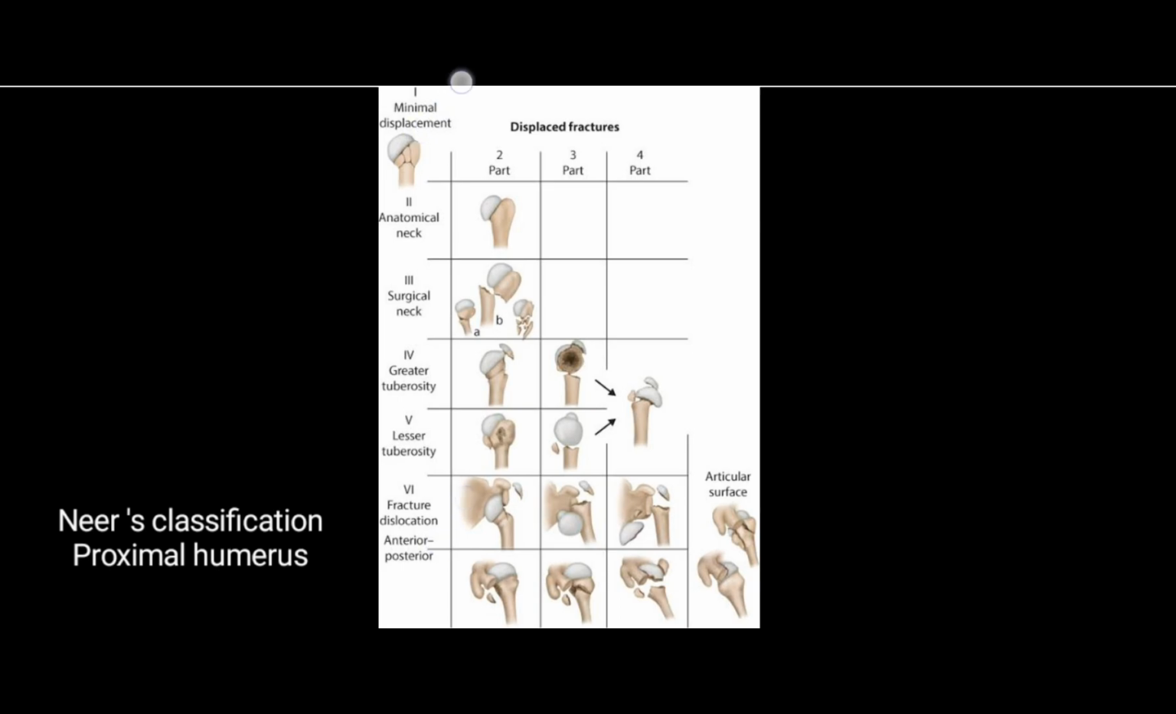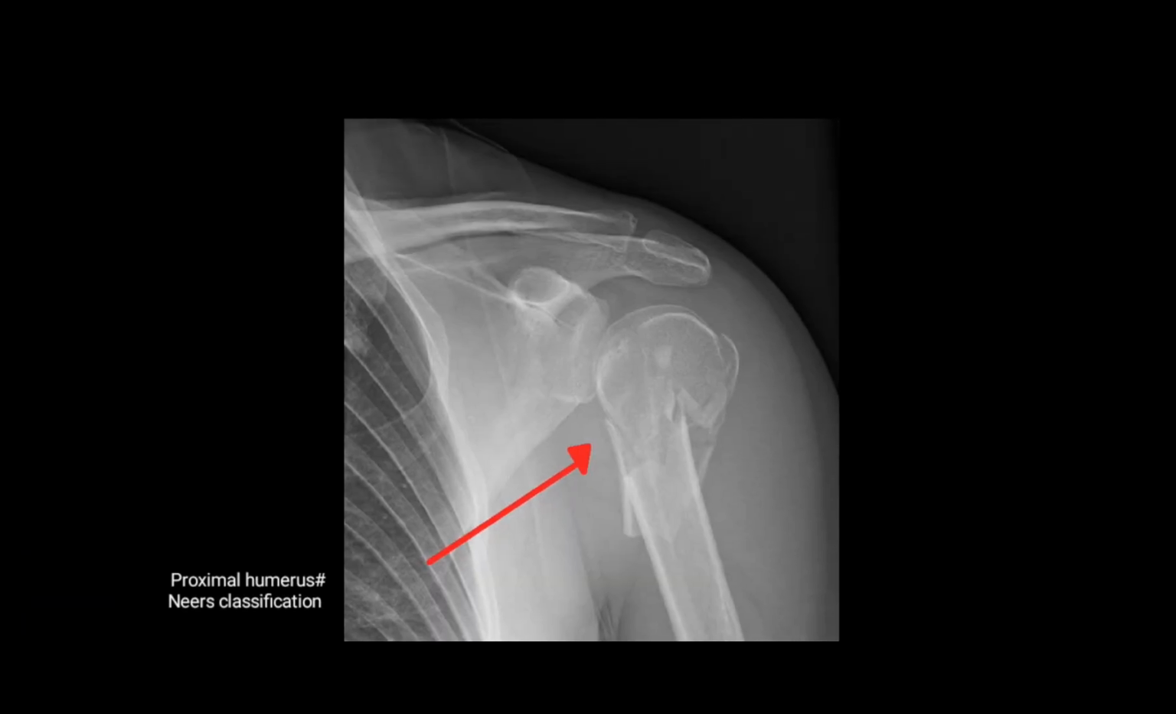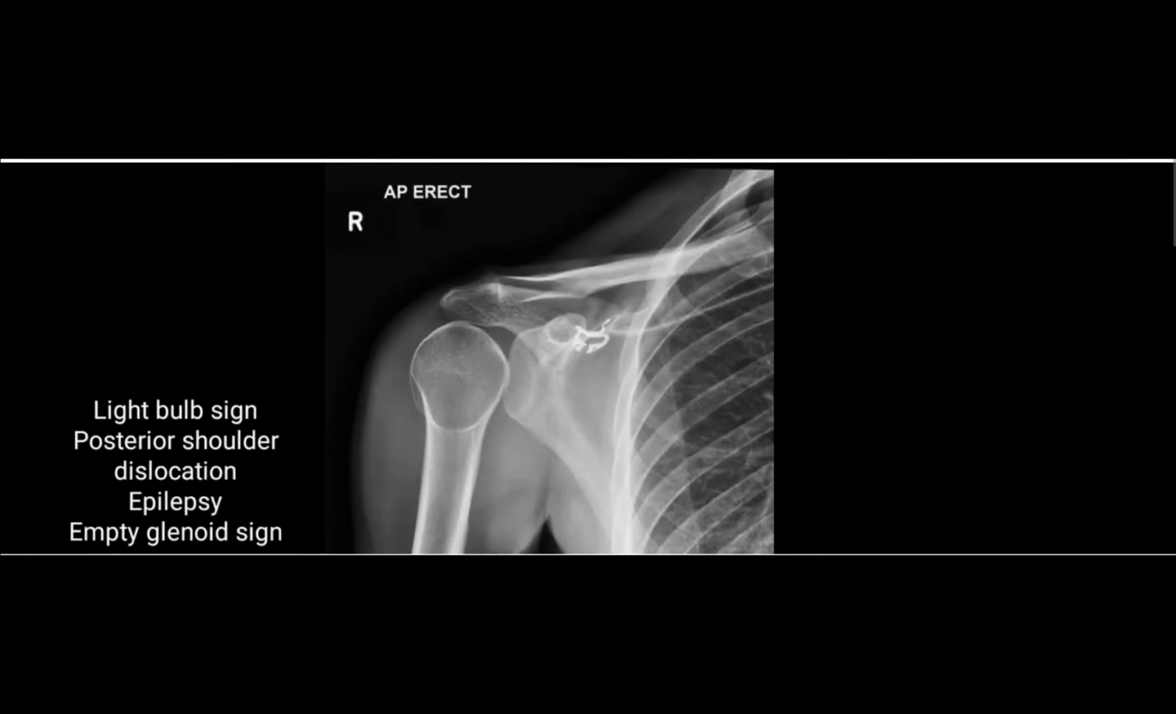So one is minimal displacement, two is anatomical neck, then surgical neck, then greater tuberosity, and then lesser tuberosity and fracture dislocation. Six classifications are there. This is again another image showing the proximal humerus fracture in this region, and it is classified on the basis of Neer's classification.